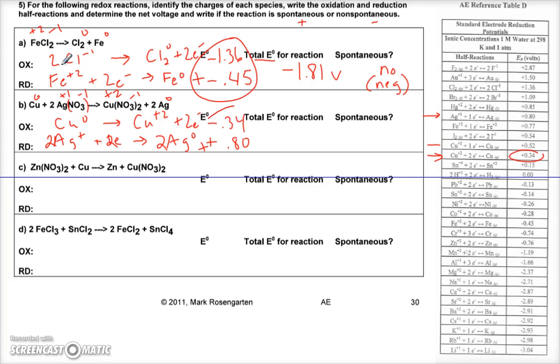So now we want to add those two numbers together. And when you add those two together, you get 0.46 volts. And this is a positive number. So because it is positive, yes, it is spontaneous. Yes, we can get electricity out of this, and we're just saying that because it ended up being a positive voltage.